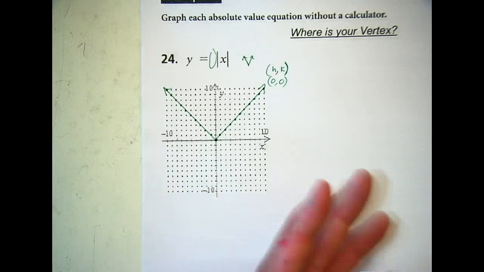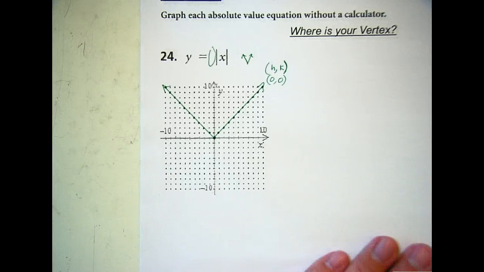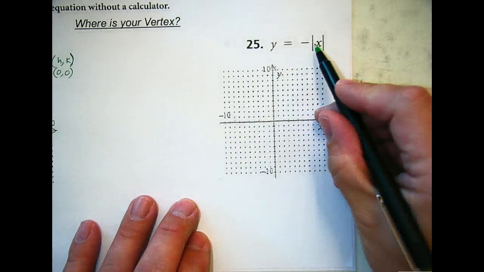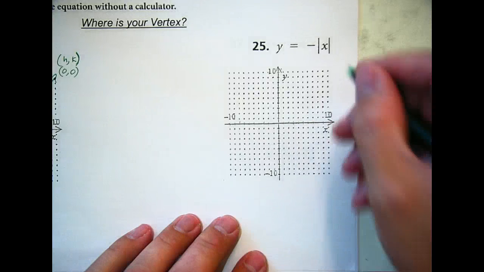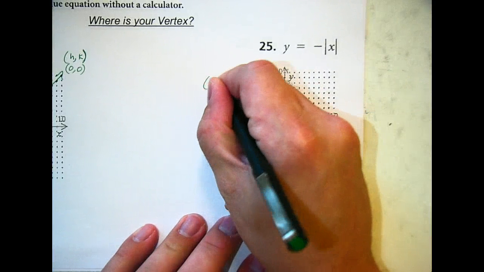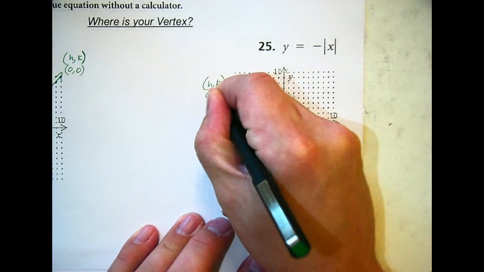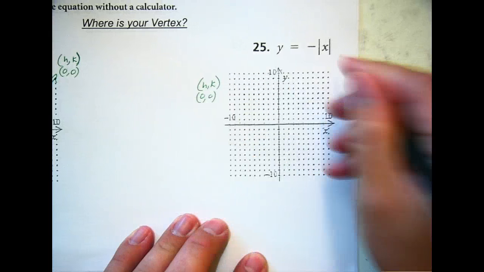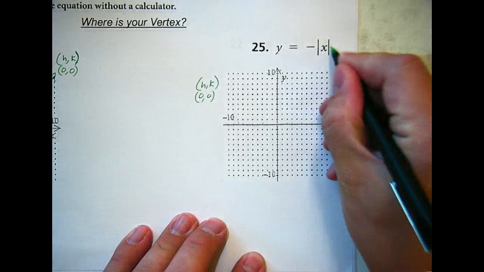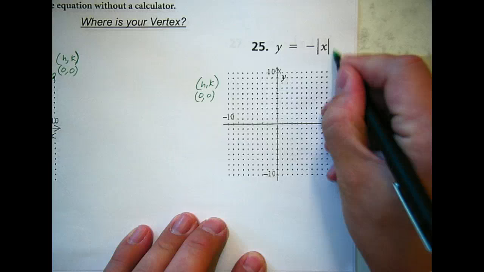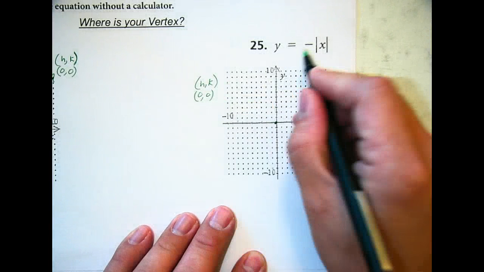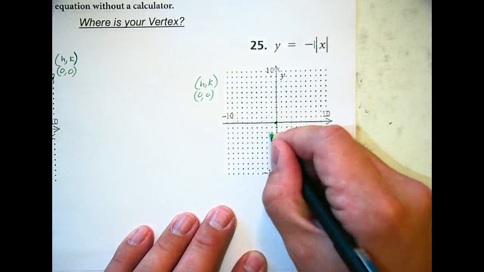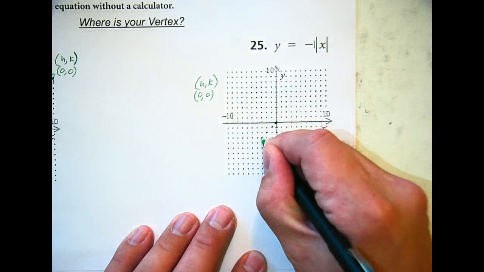So these are pretty easy right there, right? What happens when you have a negative in front? Tell your neighbor and then graph it. Okay, so our HK value, once again, is 0, 0. We're not adding or subtracting anything in here, and we're not adding anything on the outside. So we get 0, 0. And since it's a negative, that means our graph is opening downward.